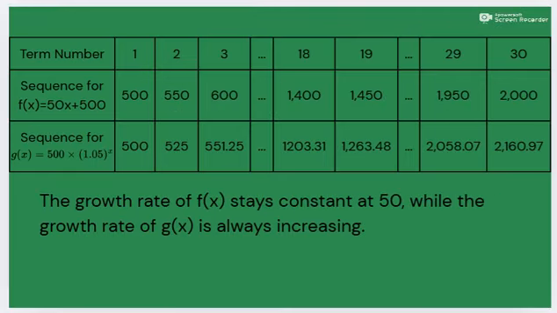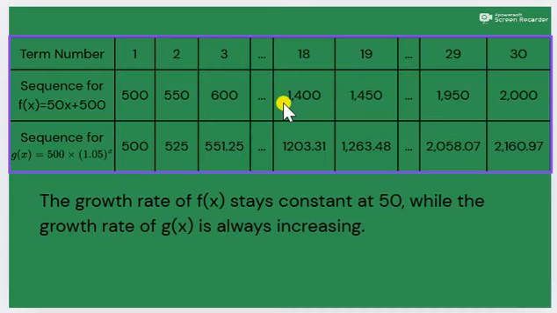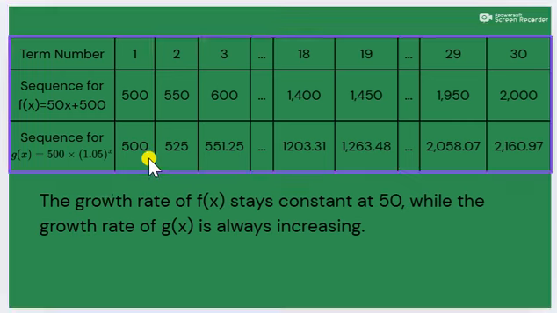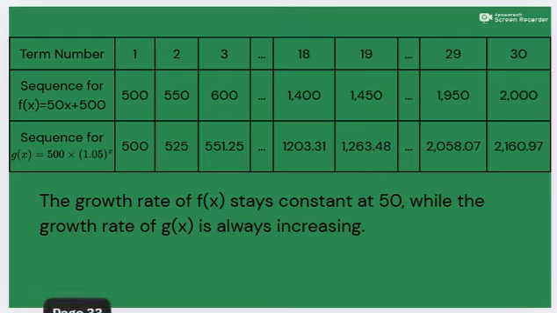Here's what your table is going to look like. And you can see that the growth rate of f of x stays constant at 50 through the whole thing. This is just adding 50 every time, okay? While the growth rate of g of x is always increasing. So here it went up by 25. Here it went up by 26.25. It's getting bigger every time, which is what you're going to see every time. Linear goes up by the same amount. The growth rate is getting bigger every single time.